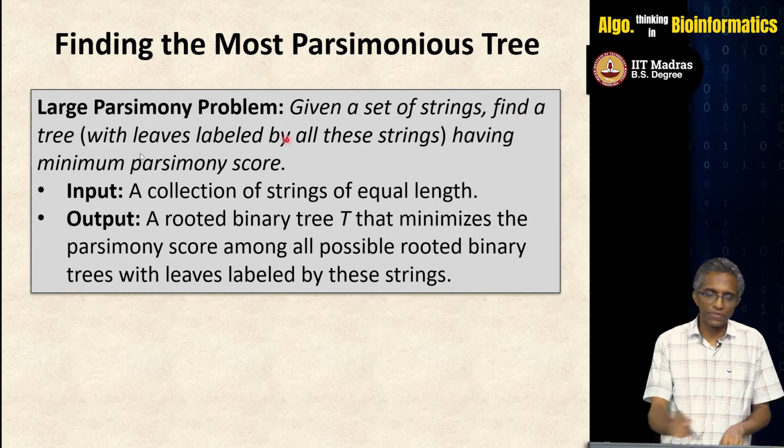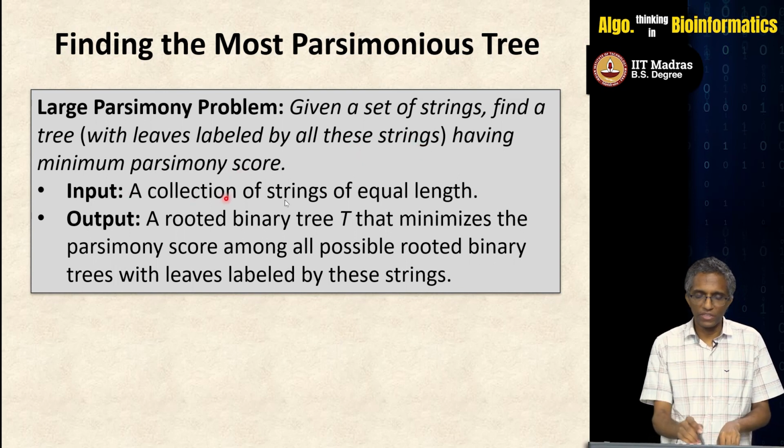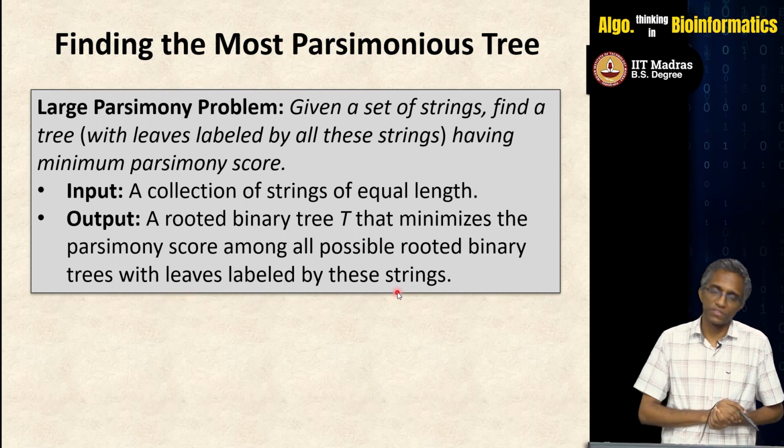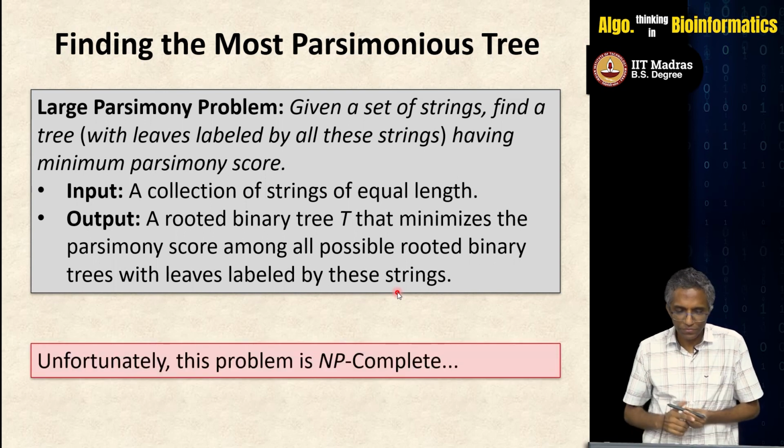Given a set of strings, find a tree with leaves labeled by all these strings having minimum parsimony score, right. Input is a collection of strings of equal length and the output is a rooted binary tree that minimizes the parsimony score among all possible rooted binary trees. Okay. The tree topology is not given, that is the main difference between the large parsimony problem and the small parsimony problem. You want both the best topology and you want the leaves labeled by these strings, right. So, that is the key here.